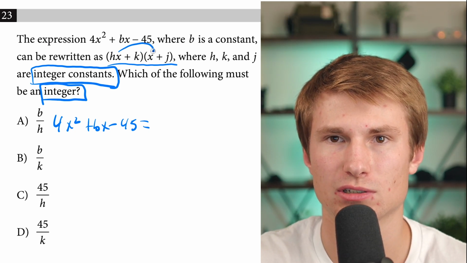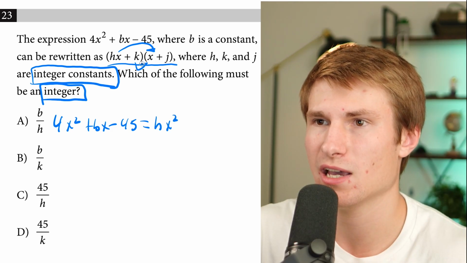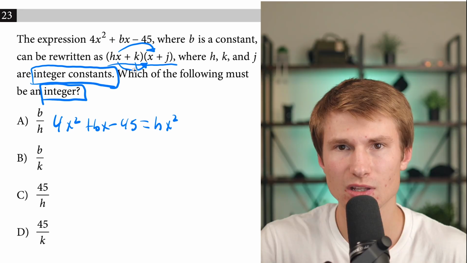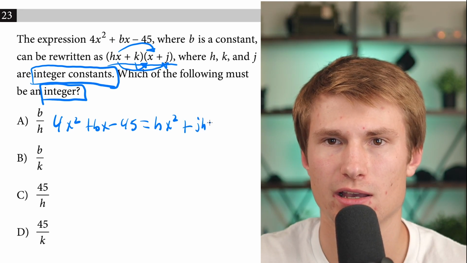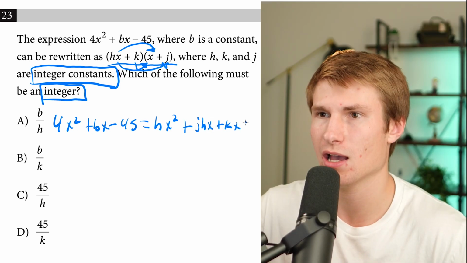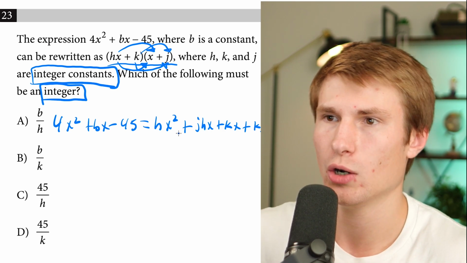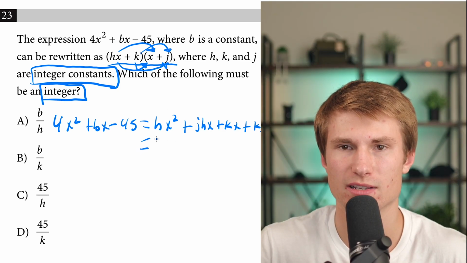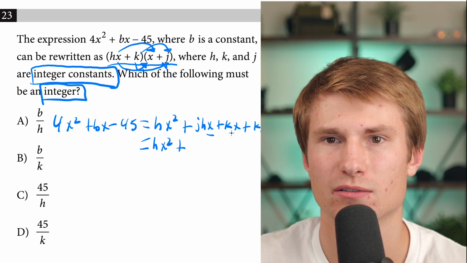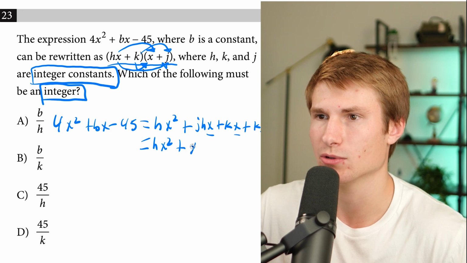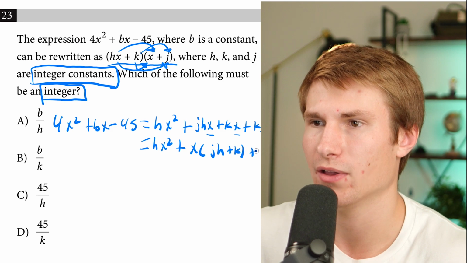So we'll have hx squared, and then plus kx, and then we'll also end up with a plus jhx as well. So we're going to have plus jhx plus kx, and then a plus kj as well from this k times j. From here, let's try to simplify this right side. We'll still have hx squared, but I see I have this common factor of x, so I'm going to pull that out. So we'll end up with plus x times (jh plus k), and then plus kj.